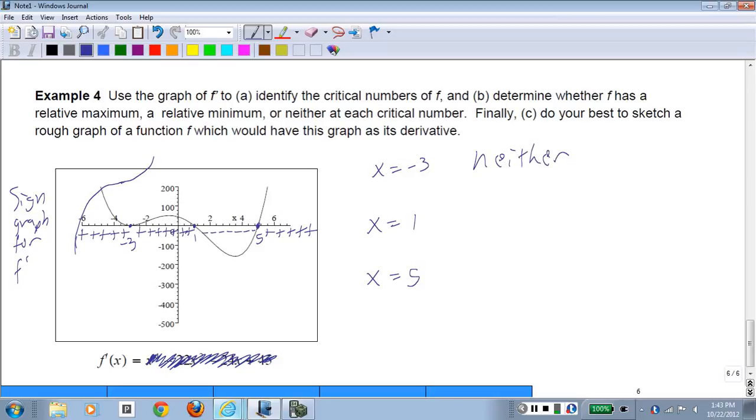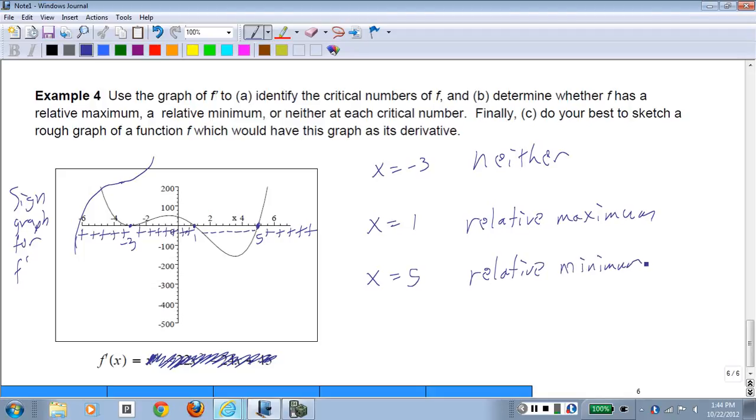At 1, what's going on? Positive to negative, meaning it's going up and going back down. Yeah, plus to minus. So going up into it, down out of it. So relative maximum. And at x equals 5, going into it, it's decreasing. Coming out of it, it's increasing. So relative minimum.